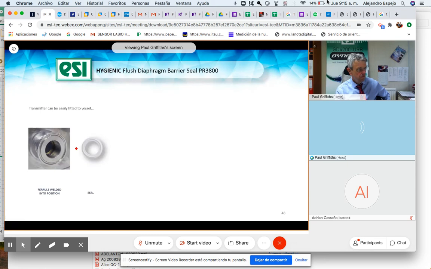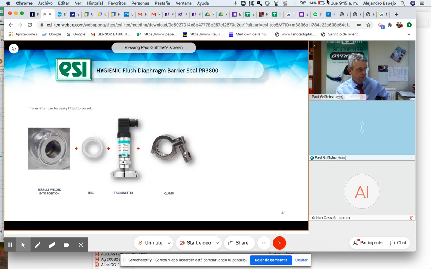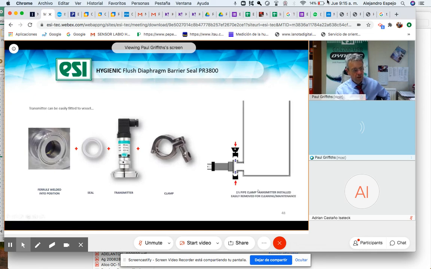Then you need a seal and a transmitter and a clamp. And then you can join everything together here. So you can see that the clamp has a taper. So as you tighten it, it pulls the two surfaces together.